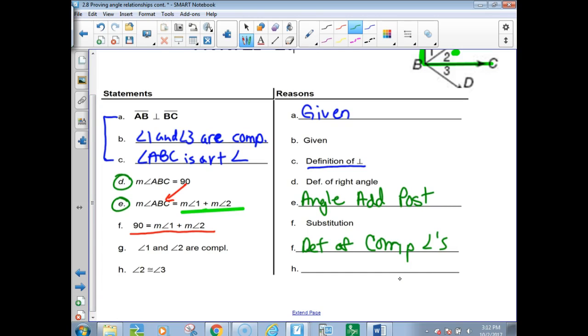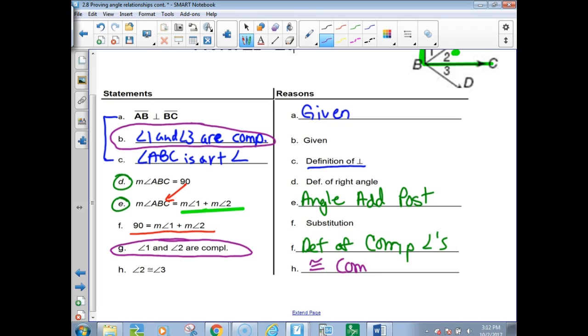And then finally, angle 2 is congruent to angle 3 by, now here's the hard one to know why. You've got to look at line B, which says angle 1 and 3 are complementary, and line G that says angle 1 and 2 are complementary. If 1 and 3 are complementary and 1 and 2 are complementary, then 2 and 3 are congruent by the congruent complements theorem. Those two made the next line.